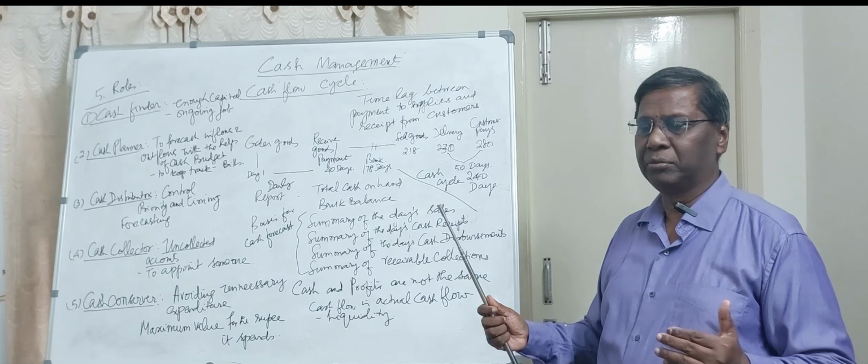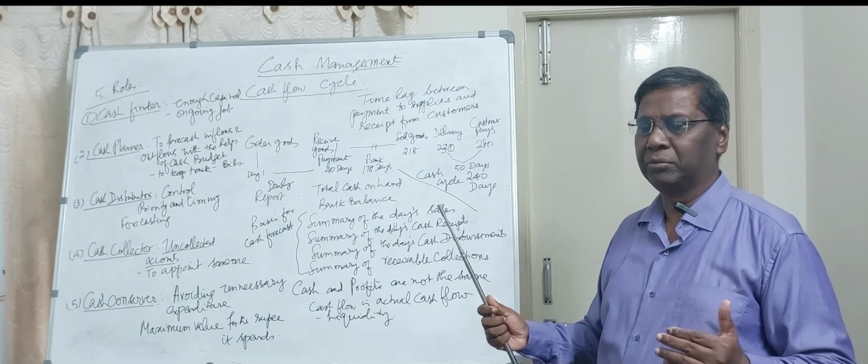Again, cash and profit are not the same, so one cannot depend on the profit. Profit is on an accrual basis. Cash is the actual cash flow, actual cash flowing inside and outside, inflow and outflow. Profit is not that. Profit will be lying in the stocks, profit will be lying in the receivables, profit will be lying in the computers. All these things will not immediately become cash. Profit may be there, but cash will not be there because it takes time.